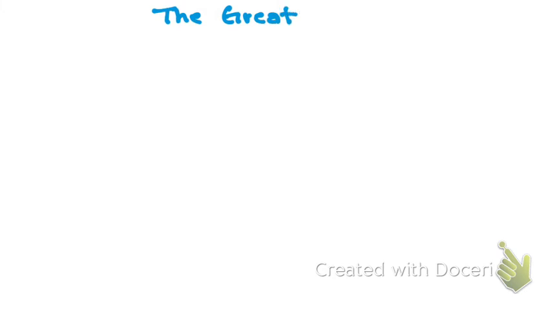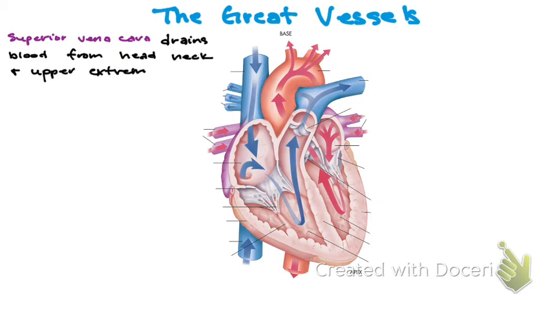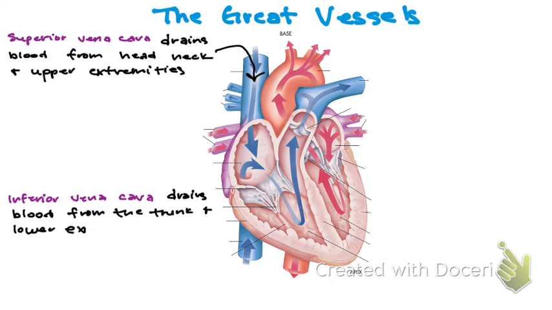So now let's look at the great vessels. The superior vena cava drains blood from the head, neck, and upper extremities. And the inferior vena cava drains blood from the trunk and lower extremities. So these are very, very large vessels which drain either half of the body.